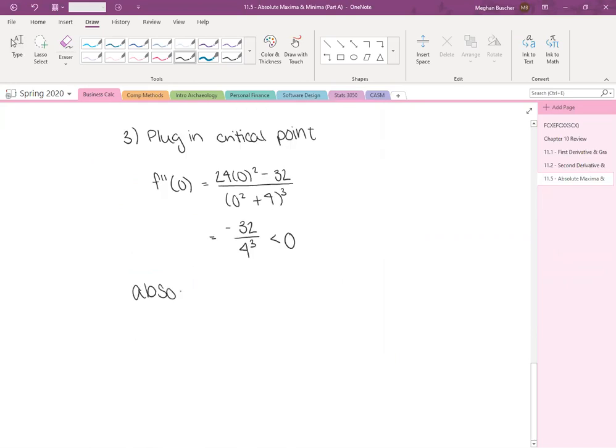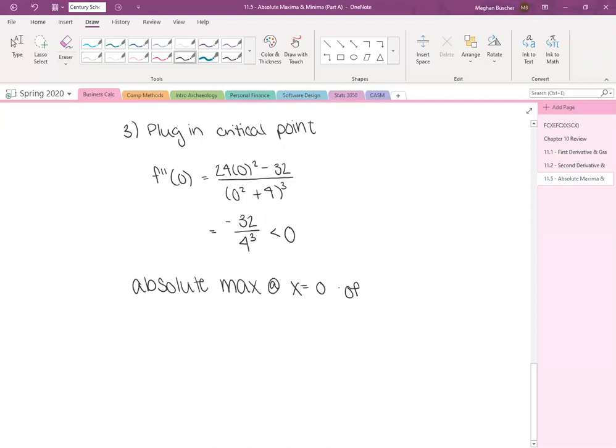So we say absolute max at x equals 0 of, because we want to say what the maximum is, of our function evaluated at our critical point, and then whatever that number would be. Okay? So any questions over using second derivative tests to find max and min?